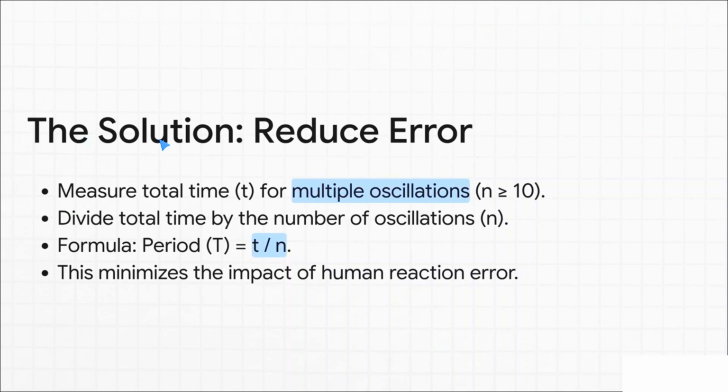So here's the brilliant solution. You don't even try to measure one swing. Instead, you let it swing, say, 20 times. And you measure the total time for all 20 swings. Then you just divide that big number by 20. That little bit of human error from starting and stopping the watch, it gets smeared out over all 20 swings, making it practically nothing. So clever.